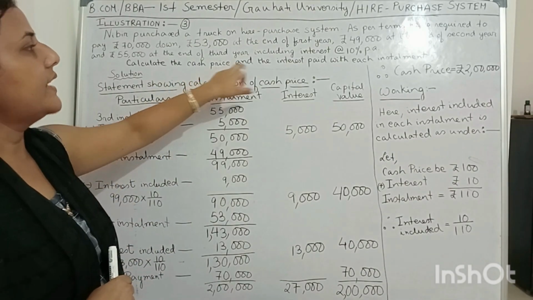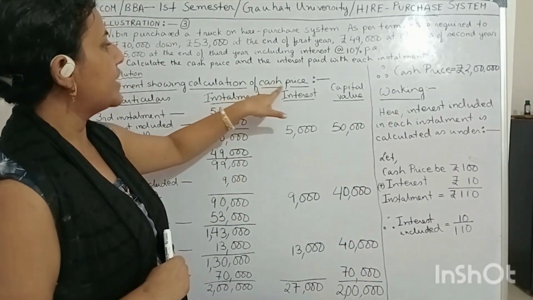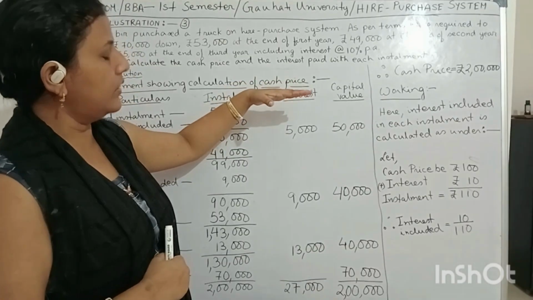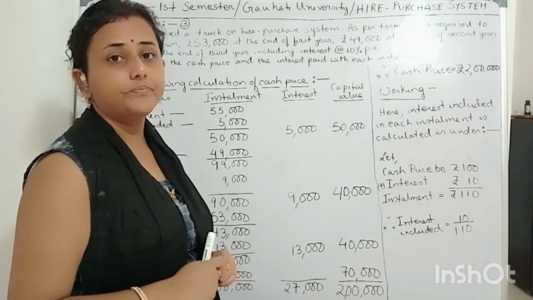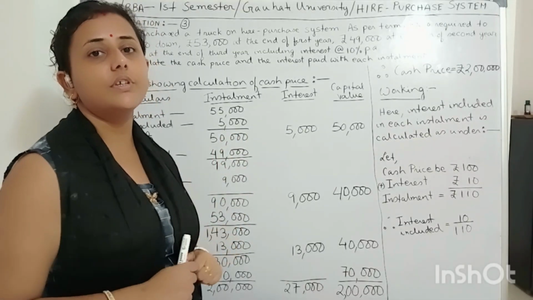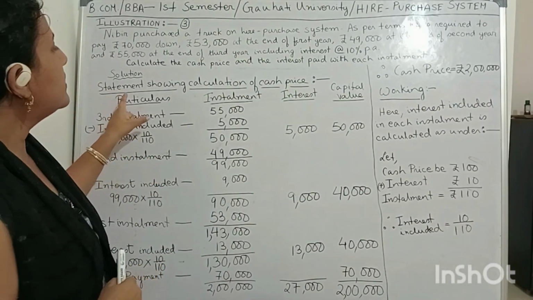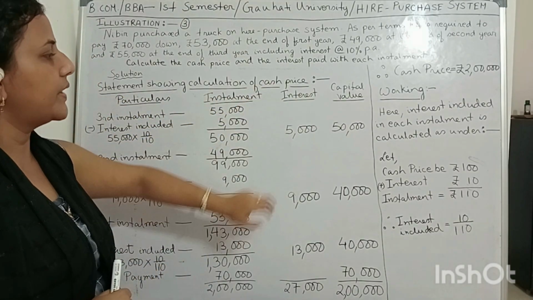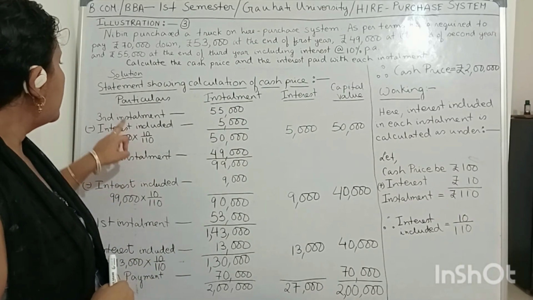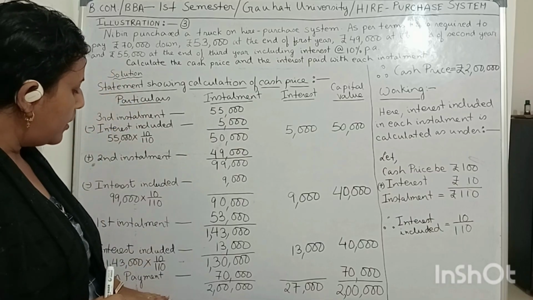Calculate the cash price and the interest paid with each installment. So you have to take out the cash price, and the interest included in each installment. There are 3 installments. You see here the statement showing calculation of cash price, and the value of interest is also taken out. You see here the third installment. What is the amount of the third installment? It is from bottom to top.